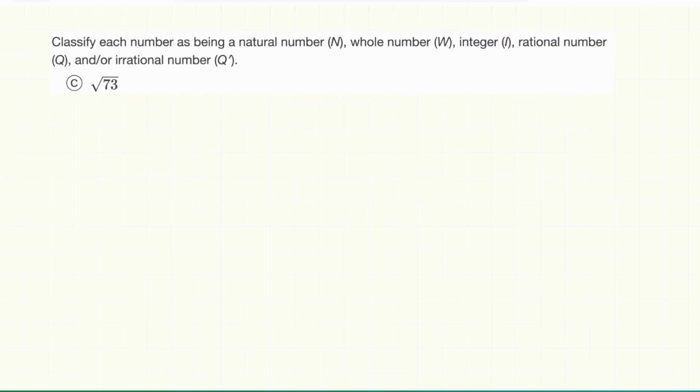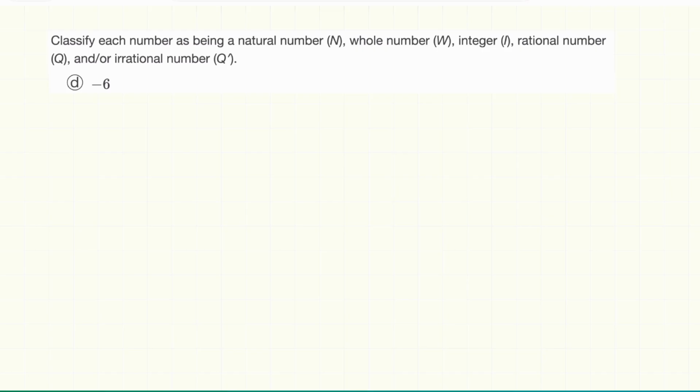For example C, we have the square root of 73, and unlike the previous square root that simplified to just a whole number, the square root of 73 does not simplify, so I can't write it as a natural number or a whole number or an integer, and I can't even write it as a fraction. As a decimal, this would go on forever without repeating. So this is an irrational number that we indicate with a Q prime.